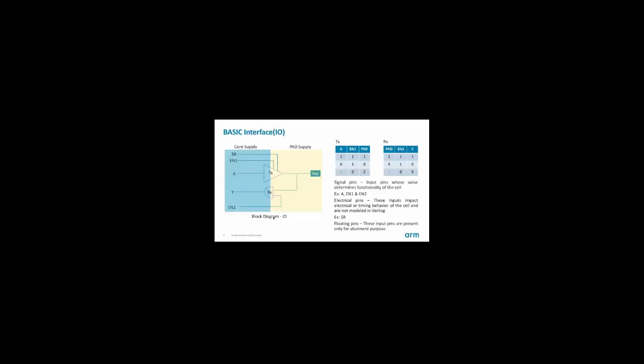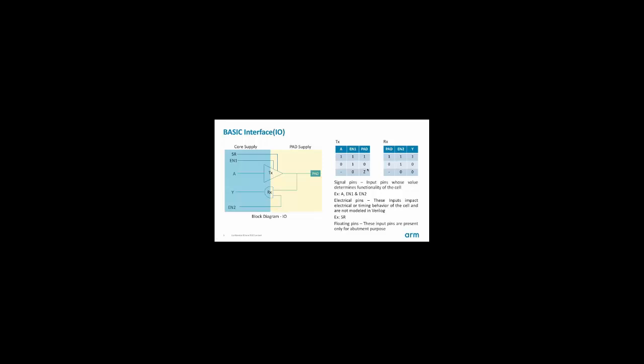Before going into the methodology, we'll see what a basic interface I/O looks like. It has a core side and a pad side, where the core side will interact with the core, whereas the pad side will interact with the external world. If you see EN1, when you enable EN1, the A value is seen on the pad, and when EN1 is disabled, the pad is tri-stated.